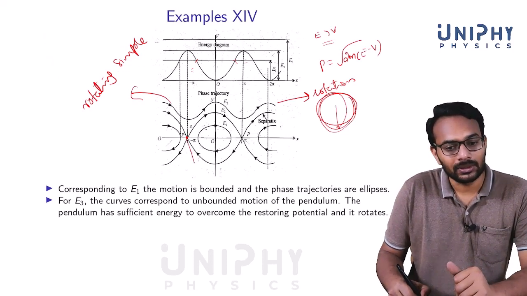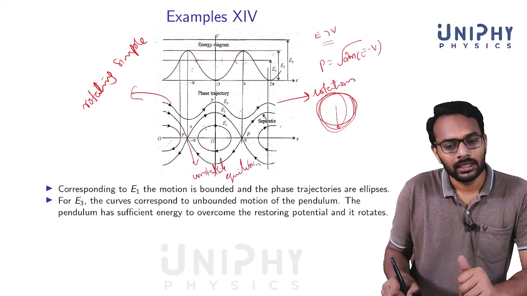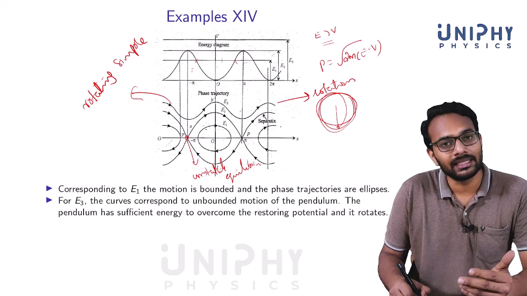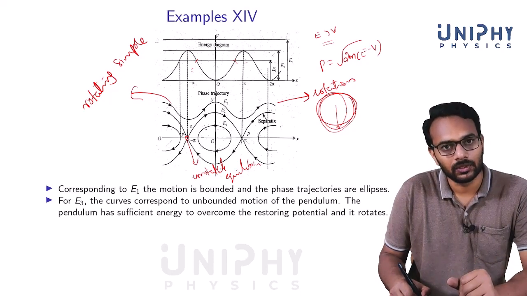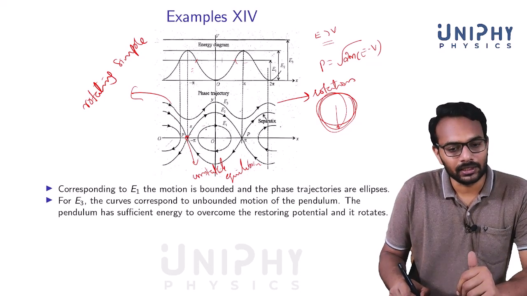Now this is a point of unstable equilibrium. These trajectories don't really intersect, but this itself is a point of unstable equilibrium. If it is there, it remains there forever. Okay, that's what happens. But now if there is a small perturbation, it could either go towards the positive x direction or towards the minus x direction.